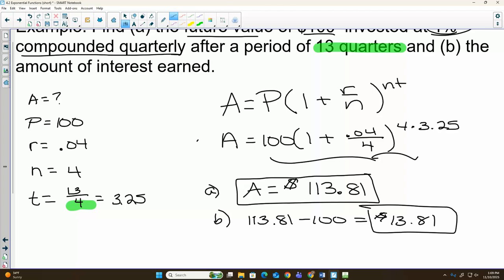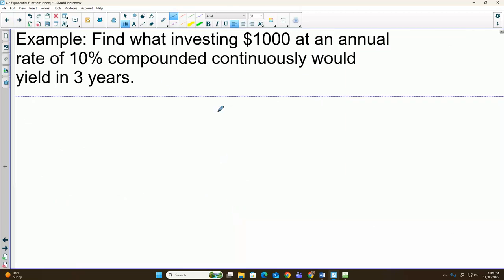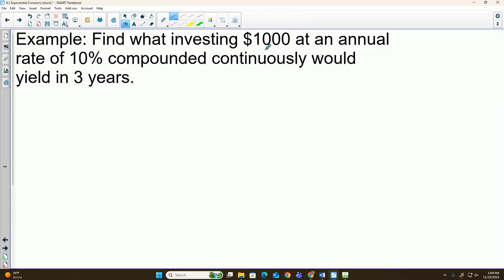All right, can we try another one? Find what investing $1,000 would yield. That's what I have right now, so what variable is that? P. An annual rate of 10%, what's that? R is 0.10. Compounded continuously. As soon as you see that word continuously, what does that tell you? There's no end. We are using the continuous formula.